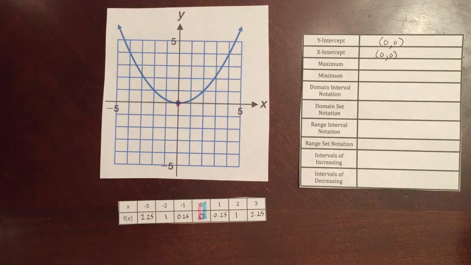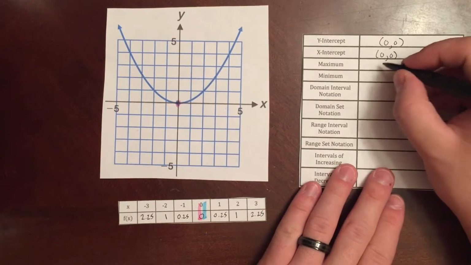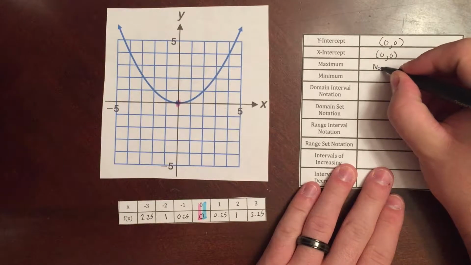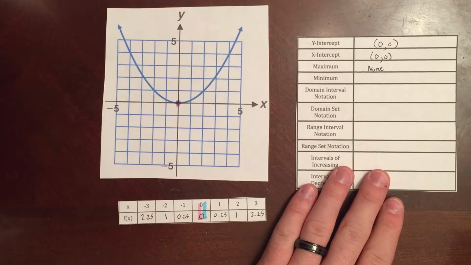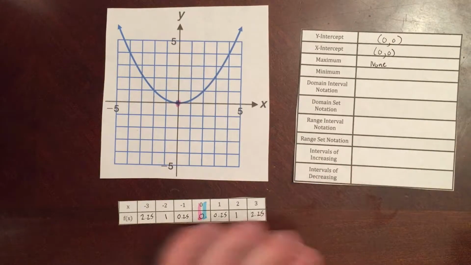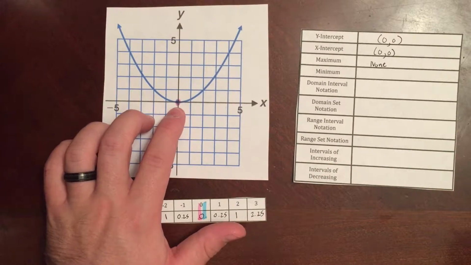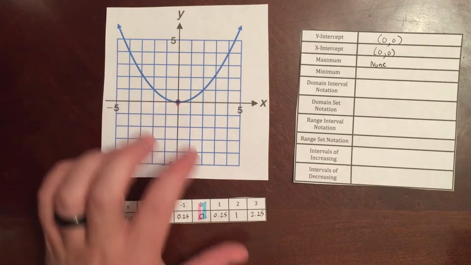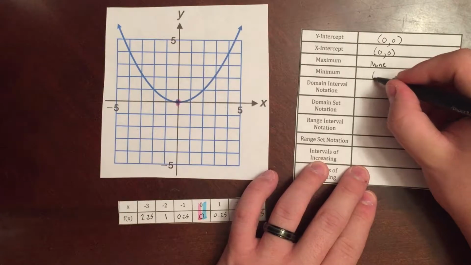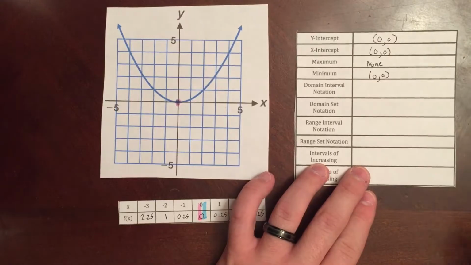What about the maximum? Well, actually, there is no maximum because the graph goes on forever. There is no maximum. Minimum is the lowest the graph goes, and the minimum the graph goes is actually the same as the y-intercept and the x-intercept.